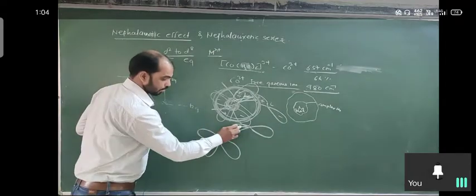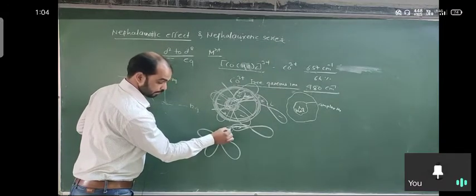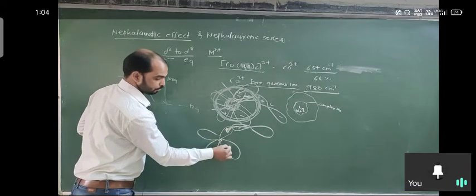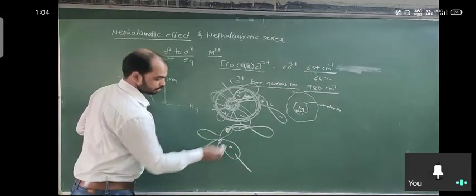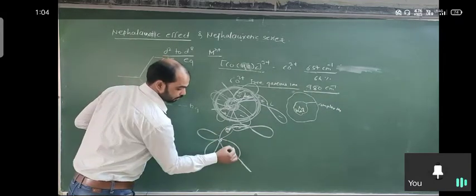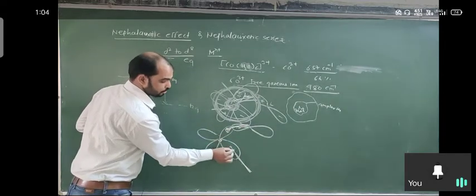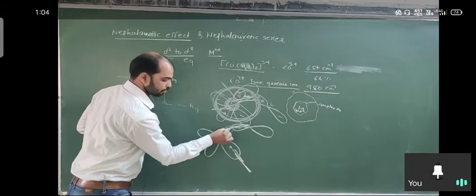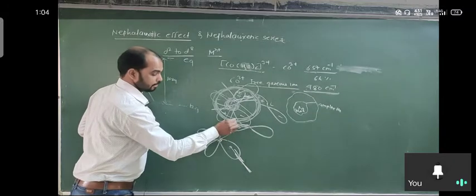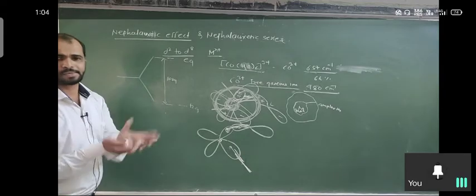So this delocalization makes the electrons move more away from the nucleus. Before that they are close, but after that, with this delocalization, these two electrons go away from each other as well as from the nucleus. The reason is that this delocalization makes less repulsion, and less repulsion means less splitting.